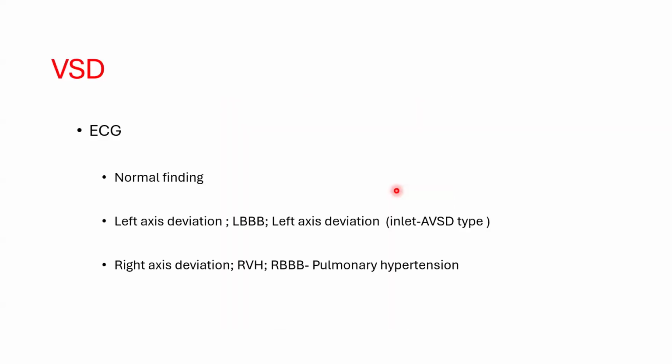ECG, the findings may be normal. In the inlet type, AVSD type, you would have a left axis deviation. And when there's evidence of pulmonary hypertension, you may have a right axis deviation with right ventricular hypertrophy and a right bundle branch block. Okay, so the ECG is able to give you an idea of what's happening with your VSD.